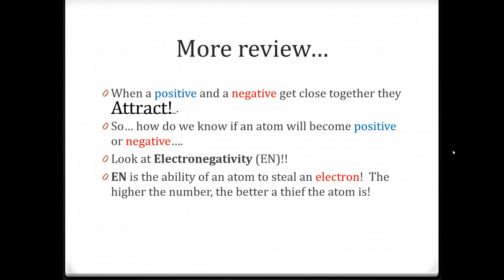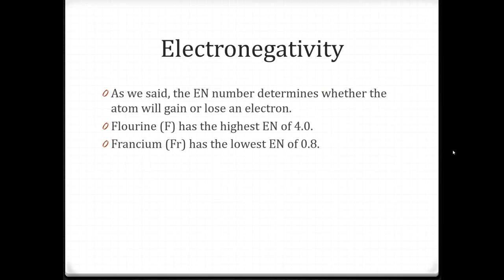So remember fluorine. Fluorine is the very first halogen. It's the smallest halogen, so it has a very high electronegativity because all it needs to do is steal 1 electron and it becomes, quote unquote, happy. It has a full valence shell of 8 electrons. Fluorine has the highest electronegativity of 4. Francium has the lowest electronegativity of 0.8.